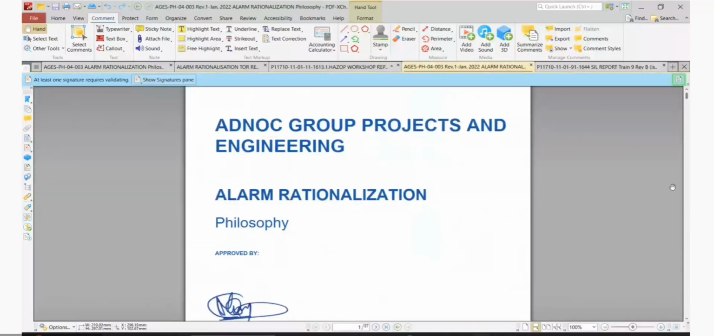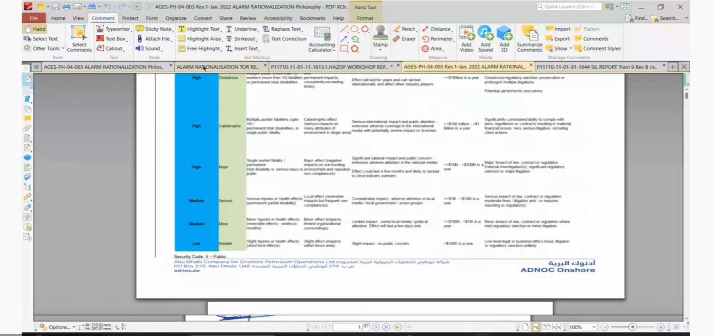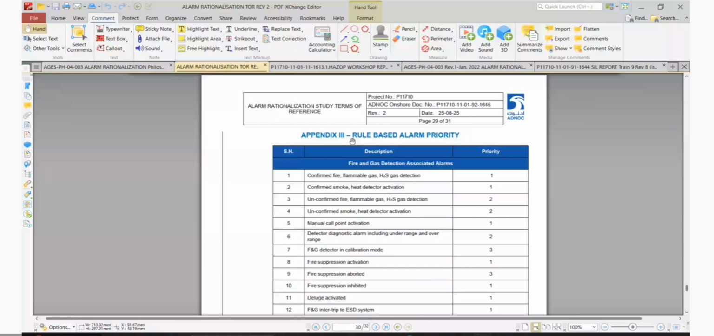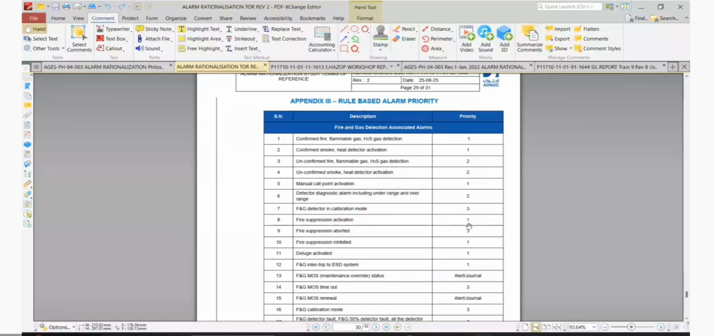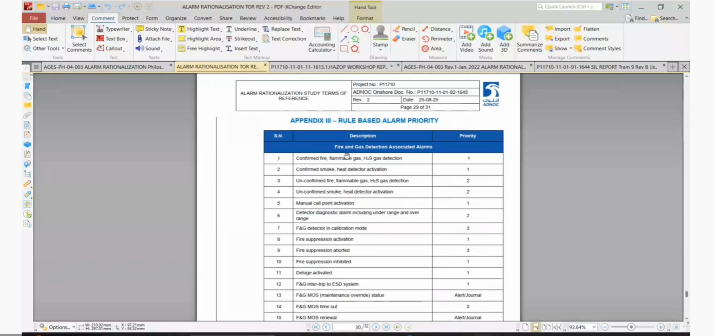If you see in the TOR, by definition, there is no need to give priority. If this is coming in this category, by default the priority is equal here. Chairman, AGS, what I'm telling now, for example.